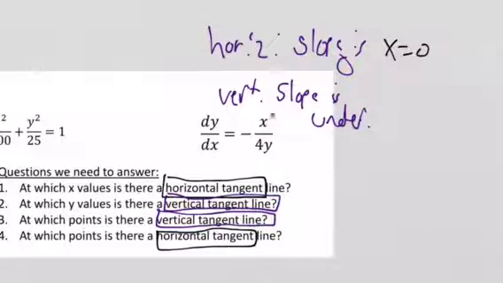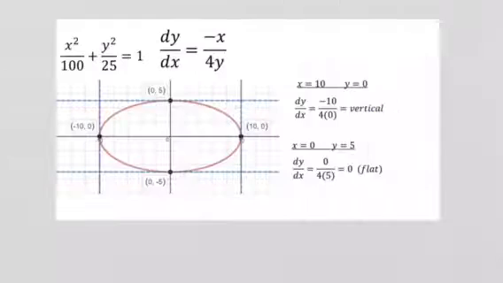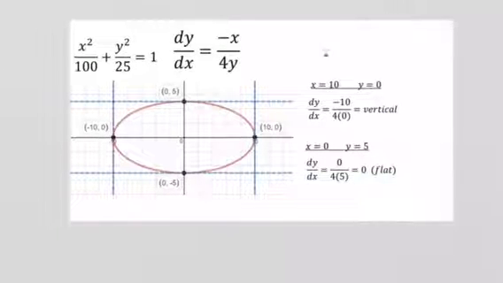What is going to make this undefined is if the denominator is 0, and that would be when y is 0, because that's going to make us divide by 0. So when x equals 10, well, we know from the original function when x is 10, y is 0, because we get 100 over 100 plus 0 equals 1. So when x is 10 and y is 0, our slope is going to be vertical, because we're going to get negative x over 4 times y, which is undefined. And because this is an ellipse, we can see where that vertical tangent happens.